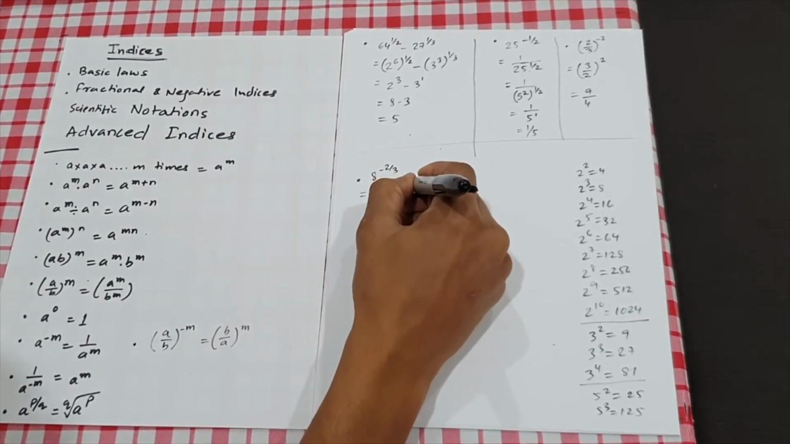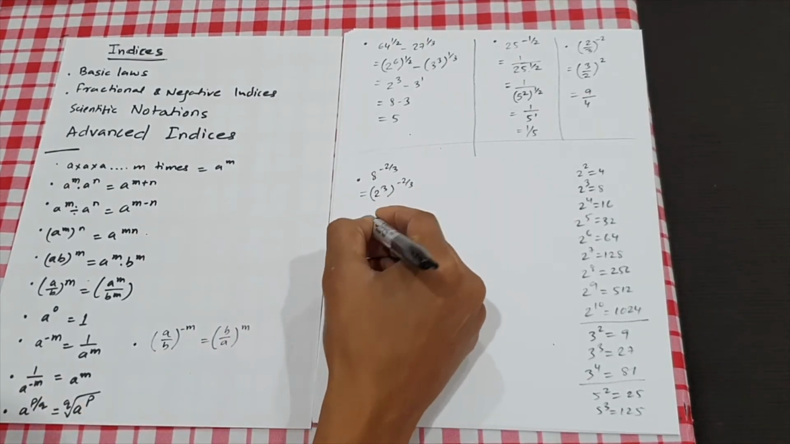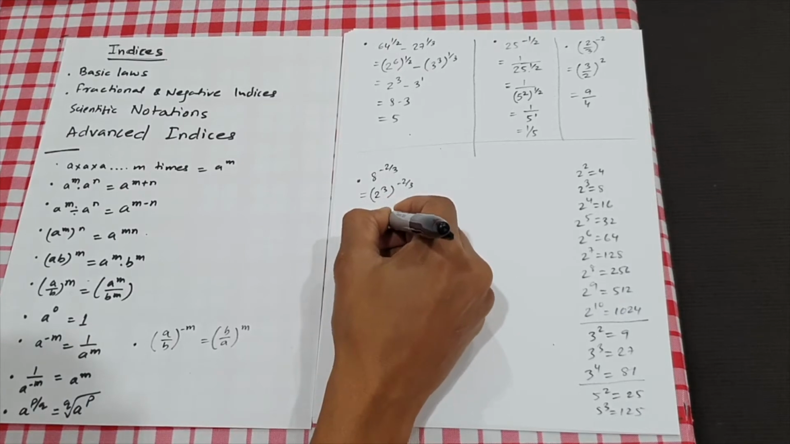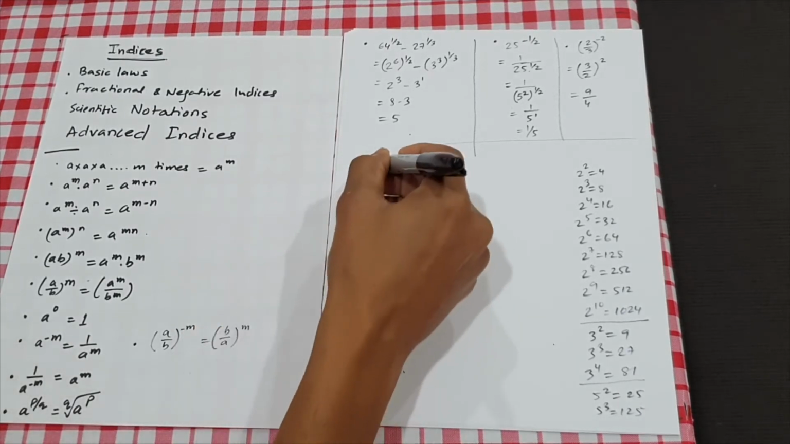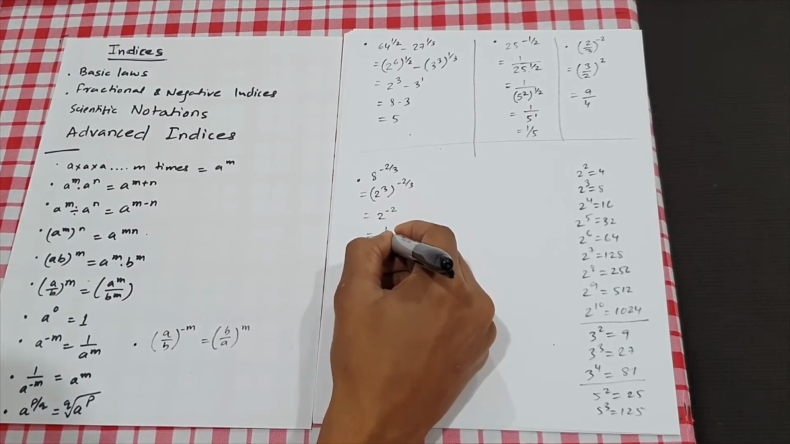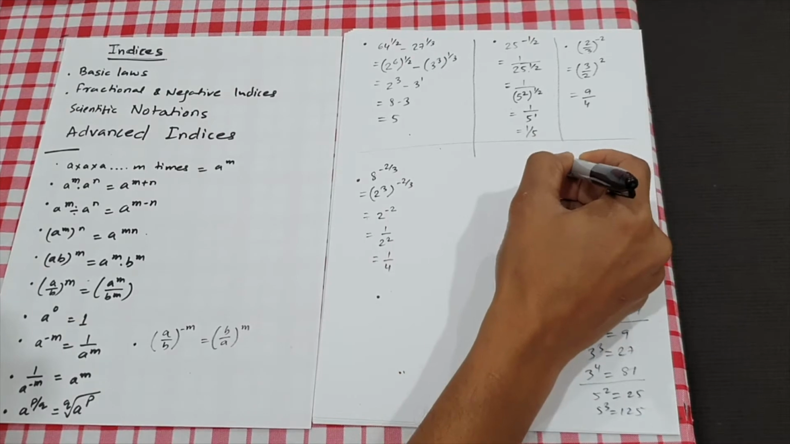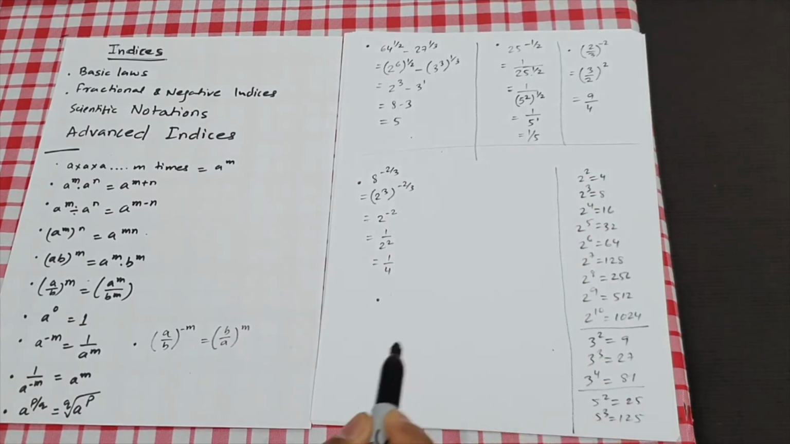And then immediately you can see the benefit of writing it like that. You can cancel this 3 with this 3. So you're left with 2 to the power minus 2. We could have dealt with the negative index earlier, but we can do it now. And this is 1 by 4. So this is very important when we are solving the problems of index.